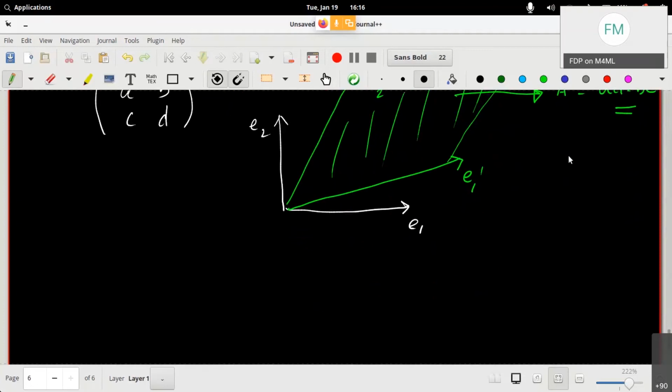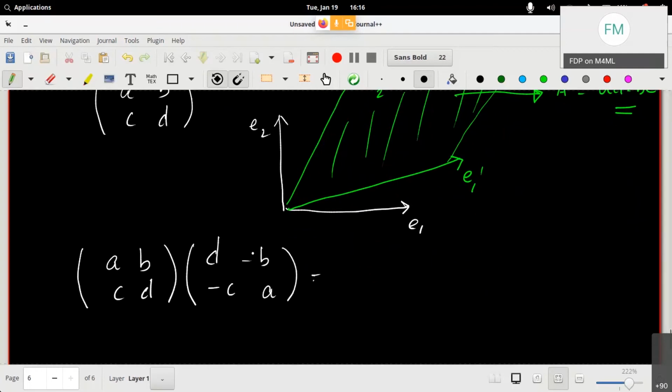So how is it related to the inverse? We have seen that we have a matrix A, B, C, and D. And if I take the inverse of that, I just flip A and D, and put minus B and minus C. What do I get if you multiply? So it's A times D, then minus B times C, right?